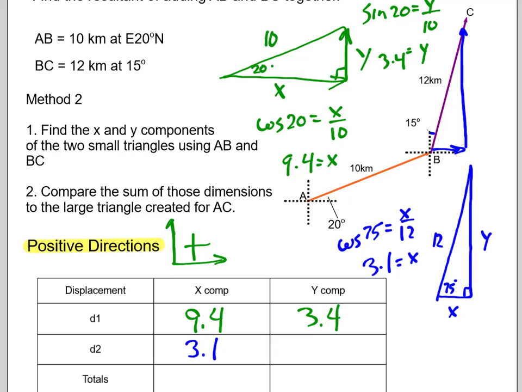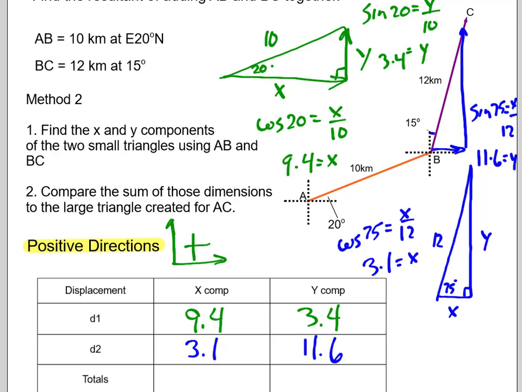And now if we do sine 75 is y, oops, running out of space, my apologies. Sine over 12, I get 11.6 is y. And again, all of these directions are going in the positive direction. If I had something going against the positive direction, I would have to put a negative sign in.